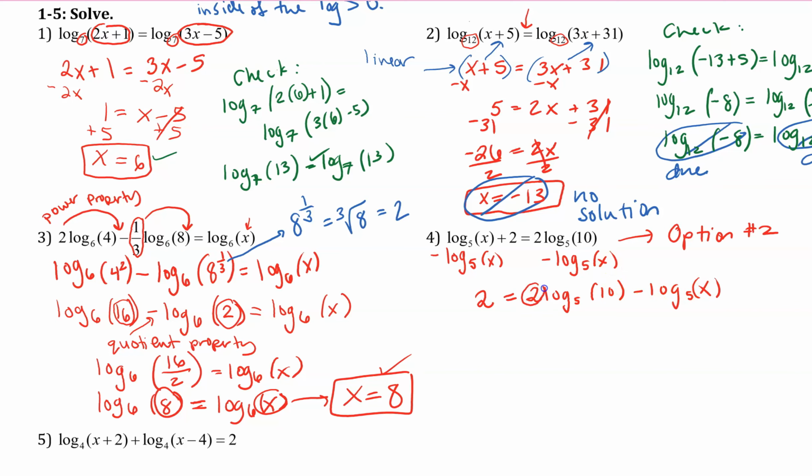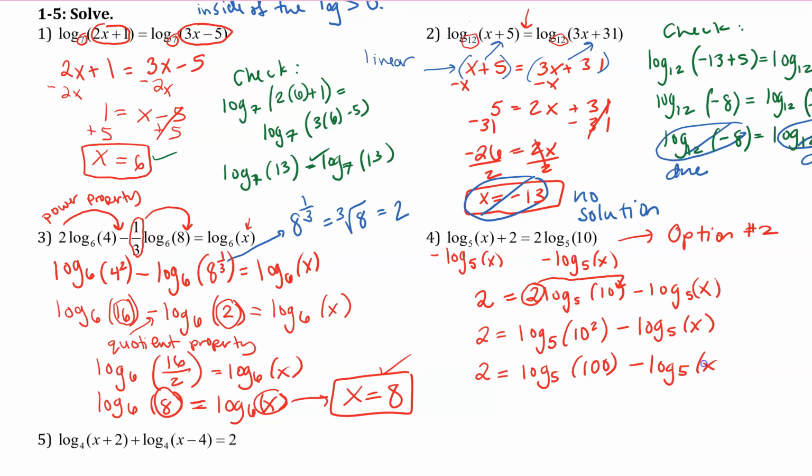So I'll make this 2, move it and make it become a power of 10. And that makes it 10 squared. So this is log base 5 of 10 squared minus log base 5 of x. So 10 squared is 100. So now I get 2 equals log base 5 of 100 minus log base 5 of x.